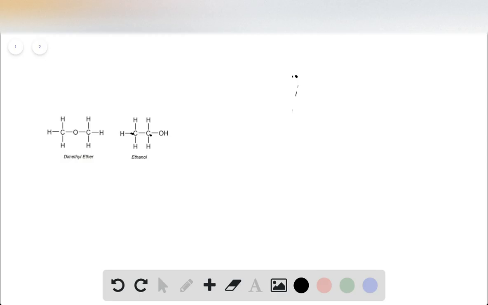Okay, so this question is asking about dimethyl ether and ethanol. Dimethyl ether and ethanol are isomers of each other. And what that means is that they have the same molecular formula, but different structural formulas.